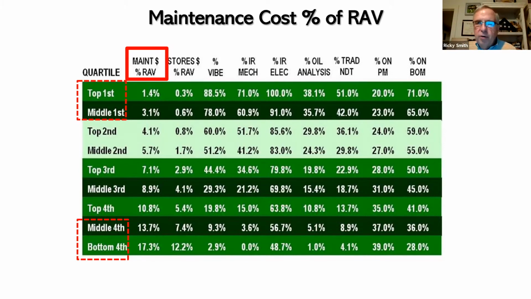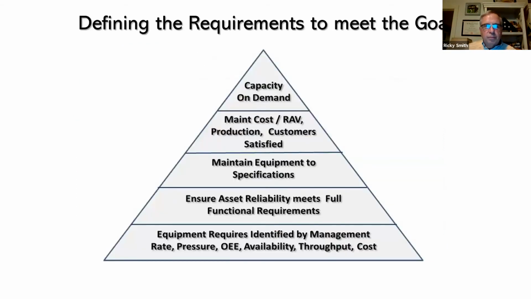And then percentage on PMs, and then percent of bill of materials. I love this chart. So, defining the requirements to meet the end goal, first we start with production. What's their requirement? Anything we do starts with the end game. The end game is production, okay? So equipment requirements need to be identified by management.